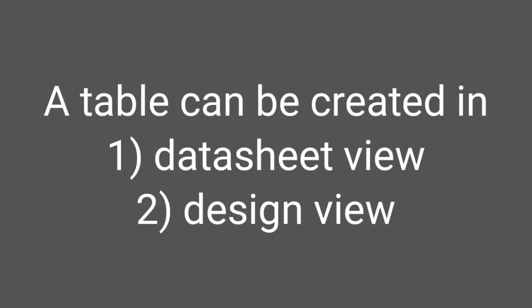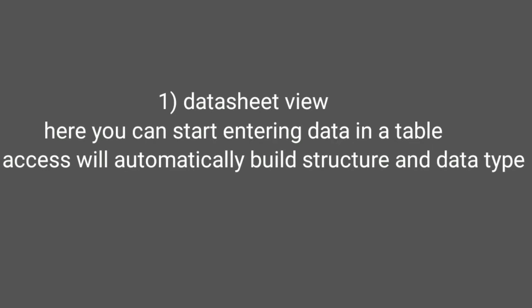Once again, a table in Microsoft Access can be created in two ways. The first one is datasheet view and the second one is design view. Datasheet view is the default view that we will see when a new table is created. Now let us study in detail about these two types of views and how we can create a new table using them. First one is datasheet view and second one is design view.